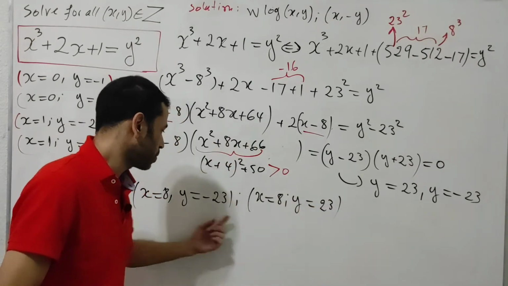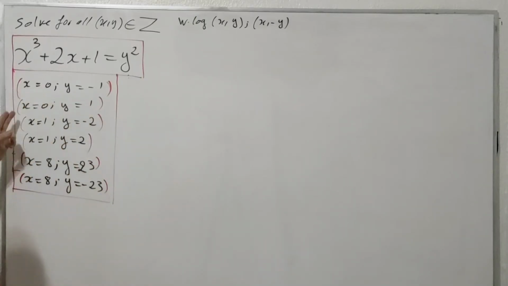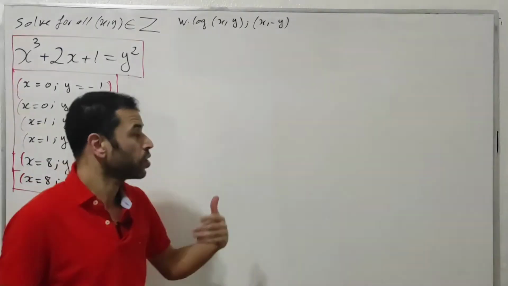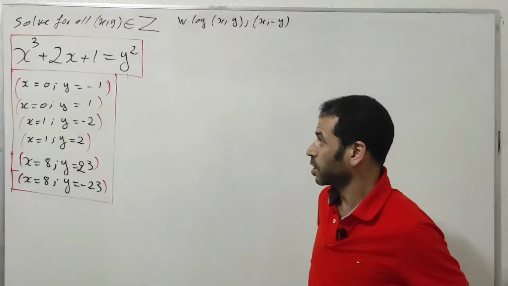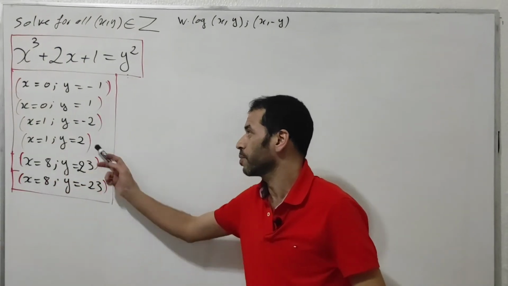I'm going to group this pair of solutions and put it with this one. Previously, we found these solutions that we have. But the problem is, how do we know there are more solutions after this one? This answer is incomplete, because you may have more solutions coming up.